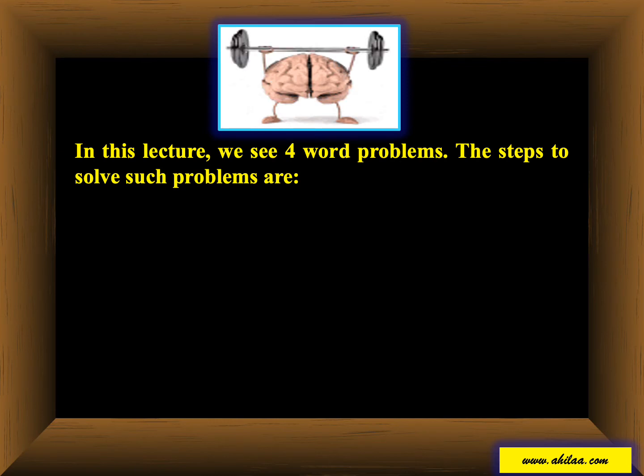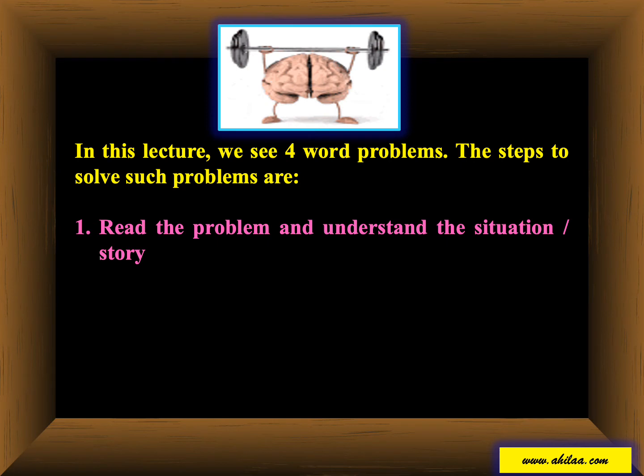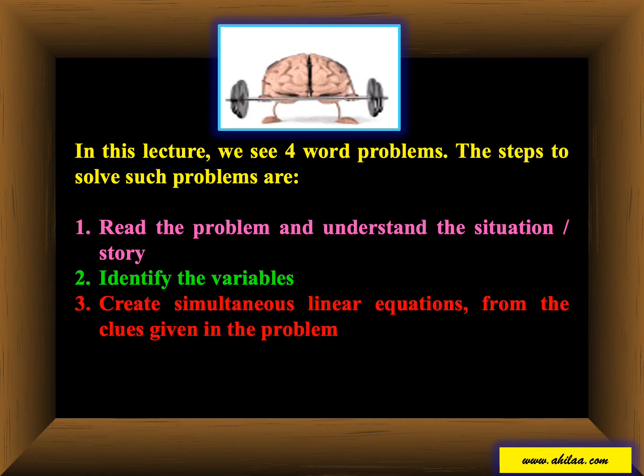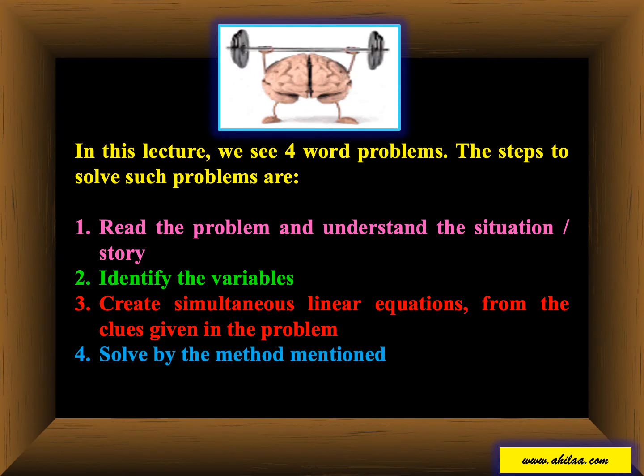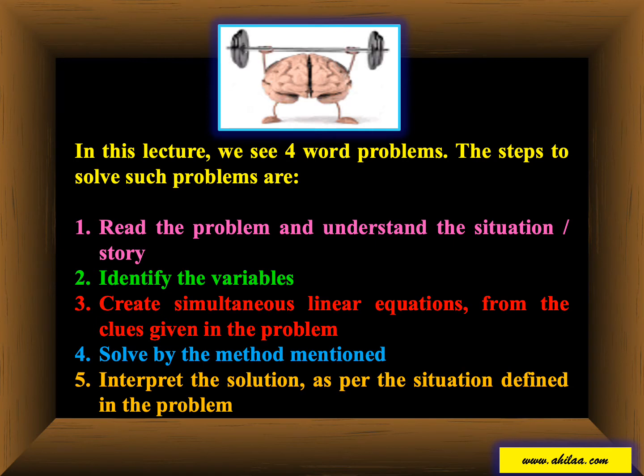Dear children, in this lecture we see 4 word problems. The steps to solve such problems are: first of all, read the problem and understand the situation or story. Next, identify the variables. Then, create simultaneous linear equations from the clues given in the problem. That is, we are converting the problem into a mathematical model. Then, solve by the method mentioned in the question. Later, interpret the solution as per the situation defined in the problem. Understood? Good.